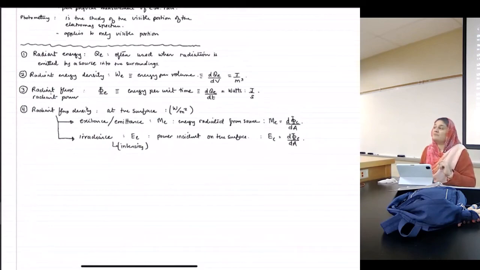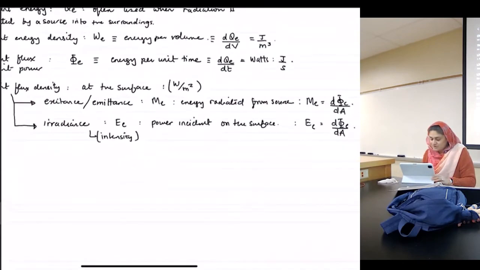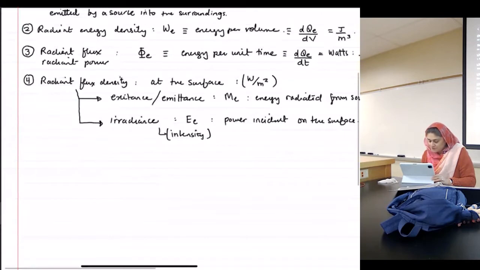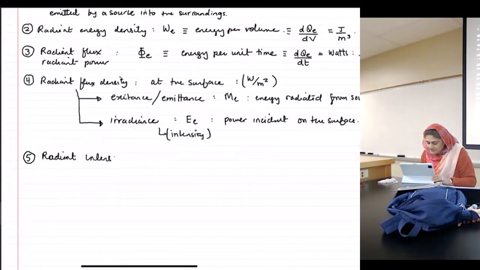Which leads me to number 5, which is the source of the most confusion. Radiant intensity. I will never do that to you. I will never call irradiance as intensity, but some textbooks do.